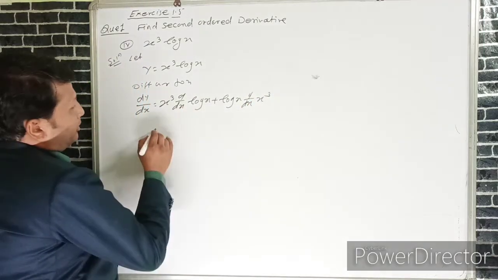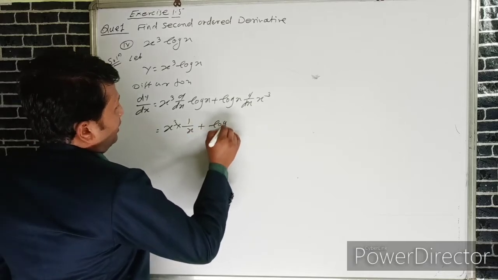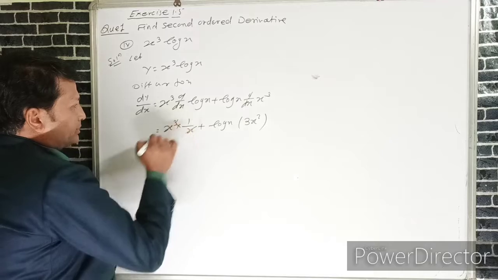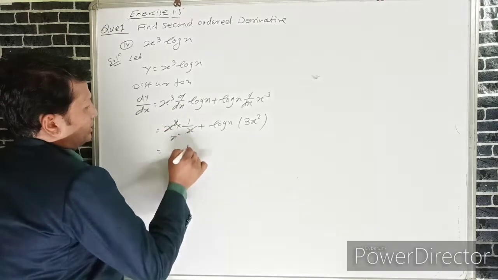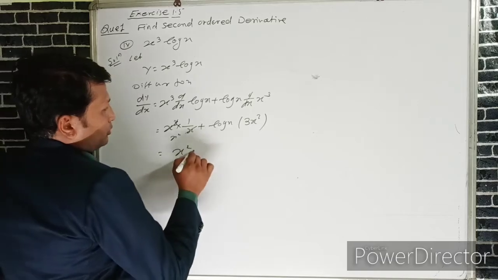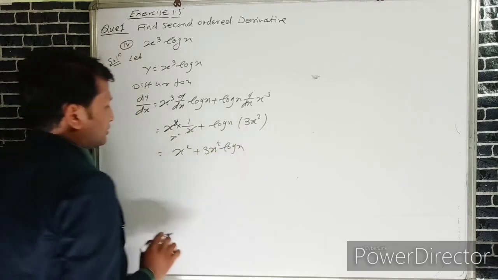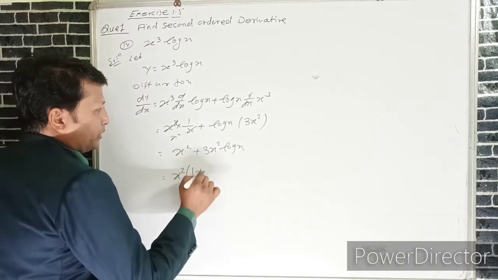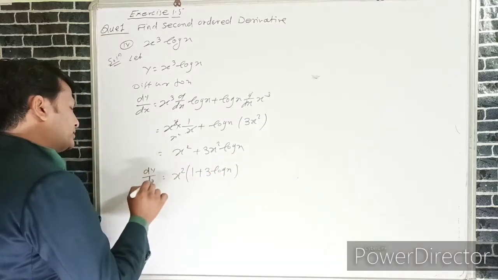Here derivative of log x is 1 by x, plus log x into derivative of x cube, which is 3x square. x cancels, we get x square. So it is equal to x square plus 3x square log x. If we take x square common from both terms, we can write x square into 1 plus 3 log x, which is the dy by dx.